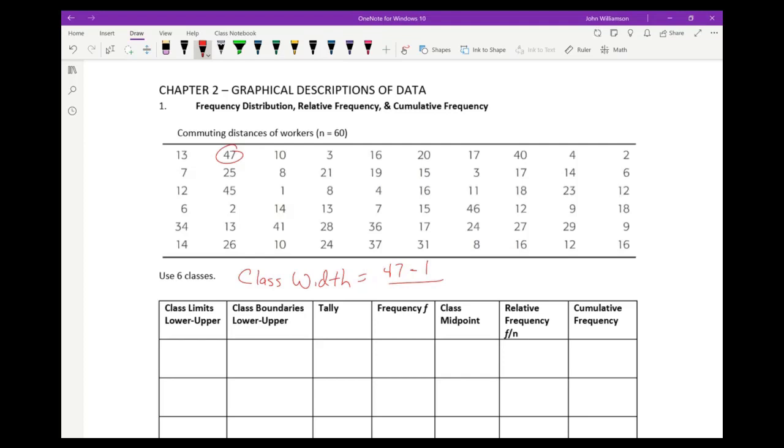And then we're going to divide by the number of classes. So in this case, we wanted 6 classes. So I'm going to divide 47 minus 1 by 6. If you plug that in your calculator, what do you get out? 7.667, right? It's repeating forever. So we don't care. As soon as you see a decimal, no matter what, round up. So for us, we're going to let the class width be 8.